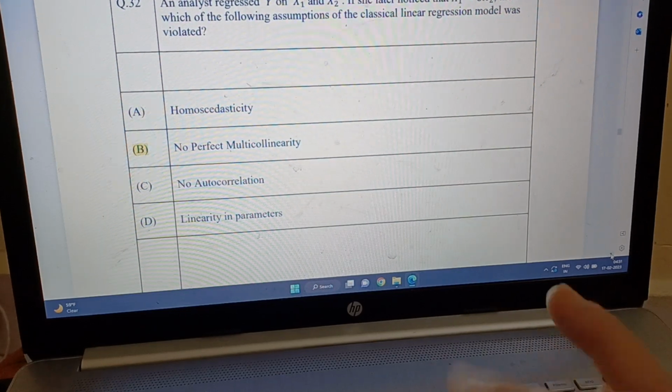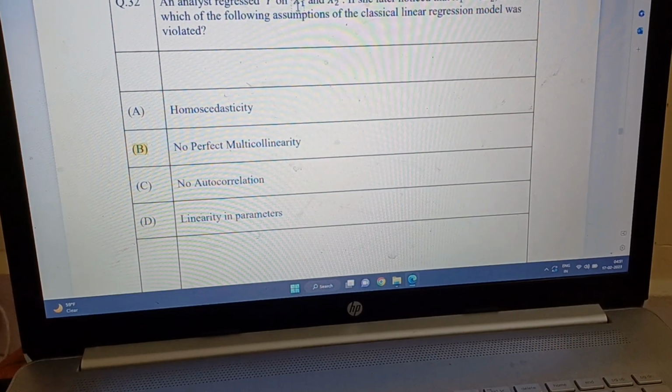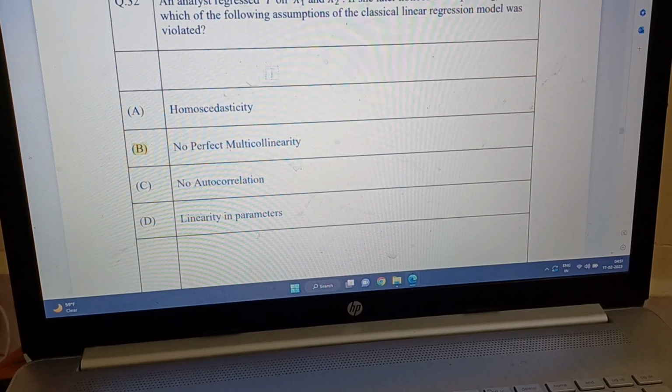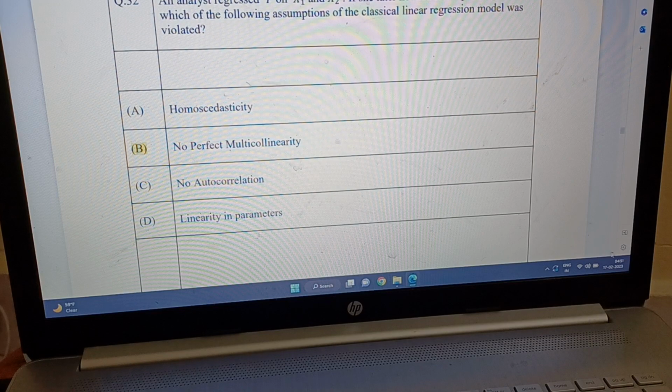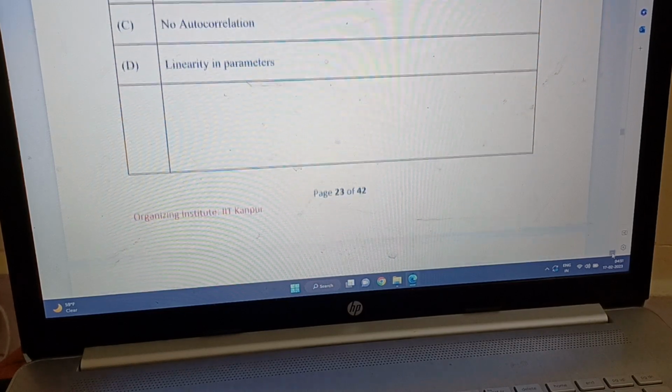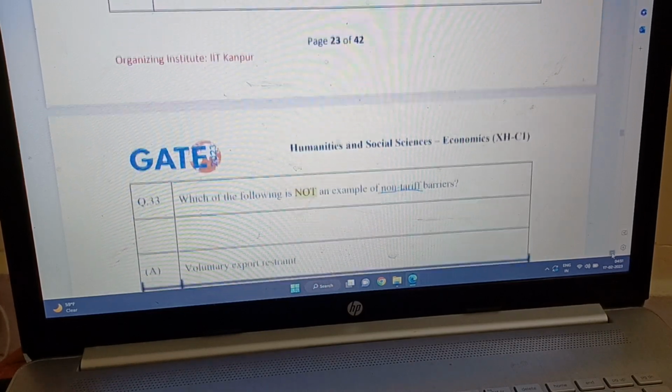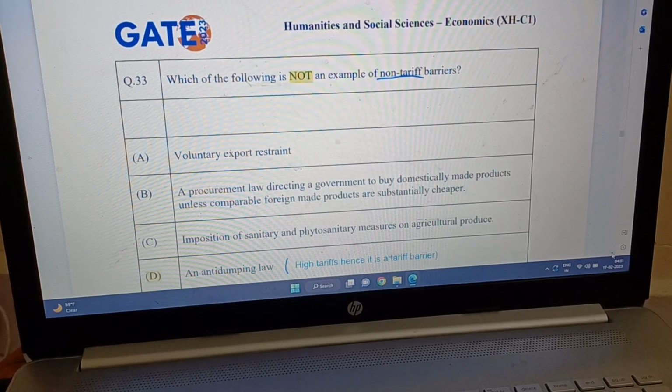Whenever independent variables are correlated, means x1 and x2, then this multi-collinearity problem comes. And the problem of multi-collinearity is that the variances are very high, so our t-test fails. F-test doesn't fail, only t-test fails.